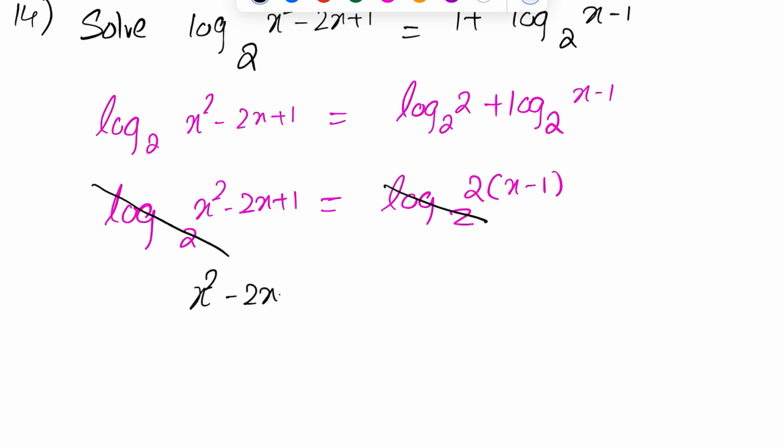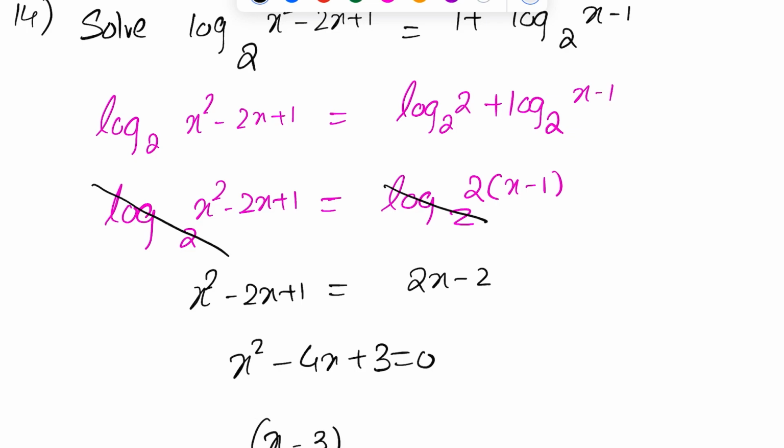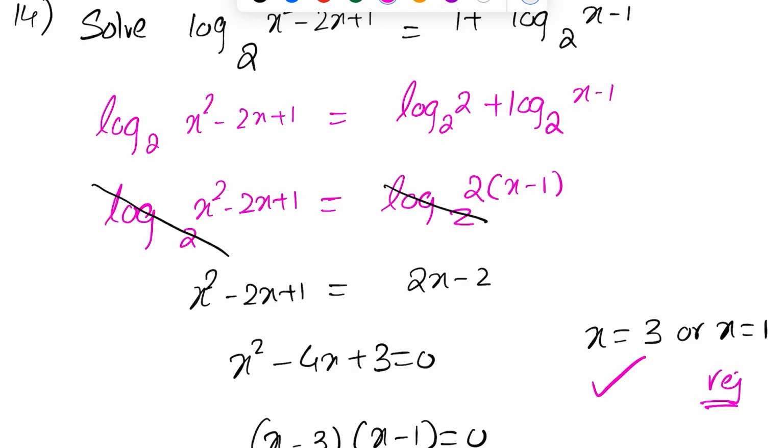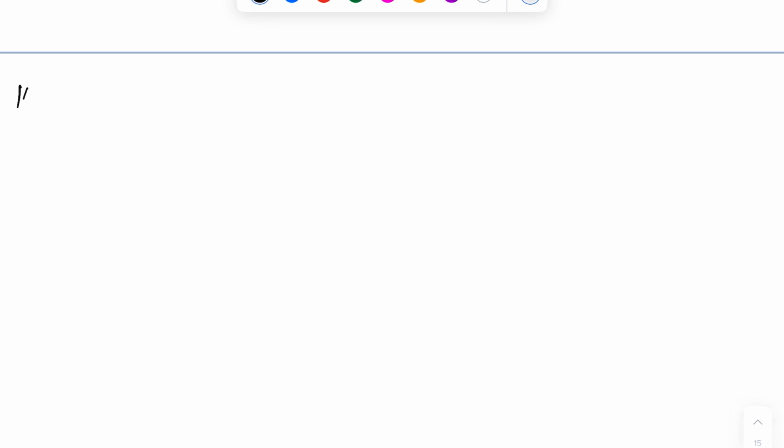x squared minus 2x plus 1 equals 2x minus 2. x squared minus 4x plus 3 equals 0. So it becomes x minus 3 times x minus 1 equals 0. So either x equals 3 or x equals 1. x equals 1 is again rejected. So x equals 3 is the only answer. Question number 15.